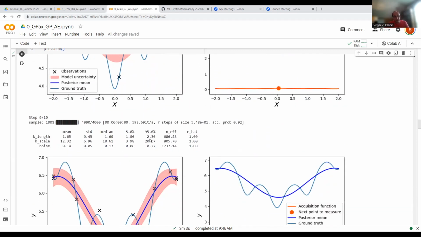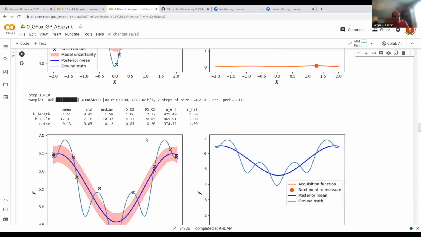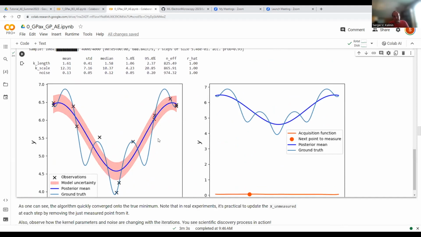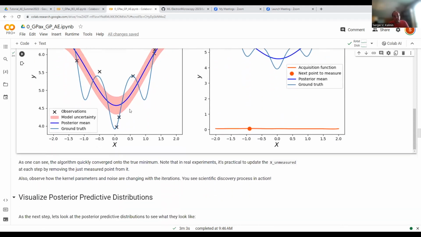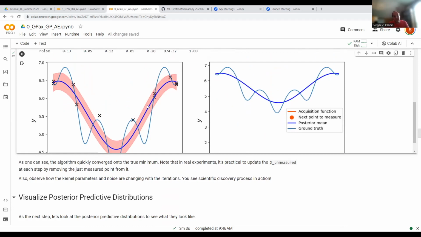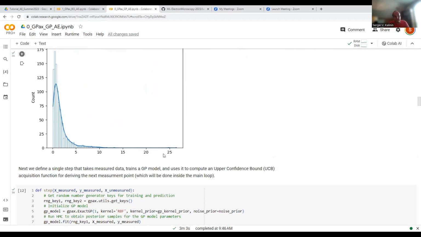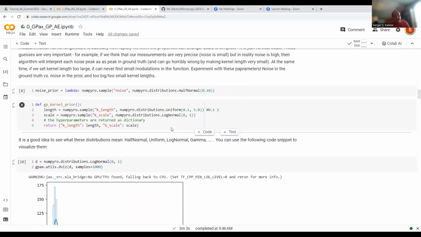So anyway, if we continue this experiment for 10 steps, you can see that our Gaussian process gets closer and closer to the curve, but ultimately it was not able to discover this minimum. So let's do a little tweak here and try to understand why it happened.